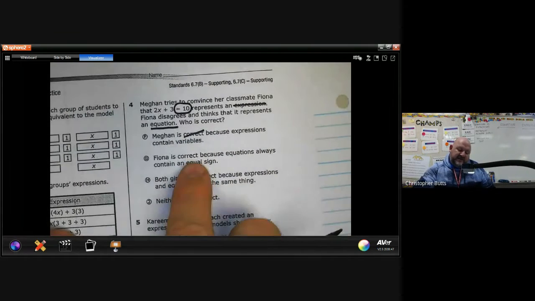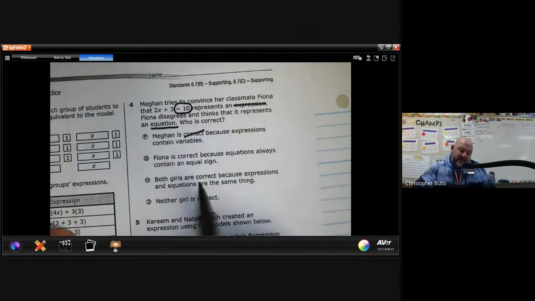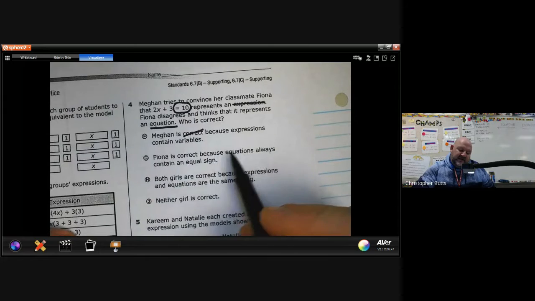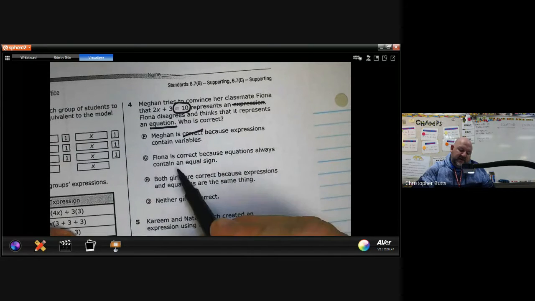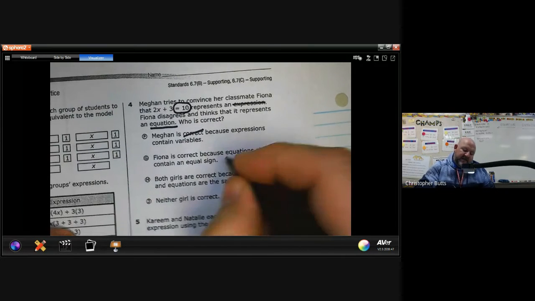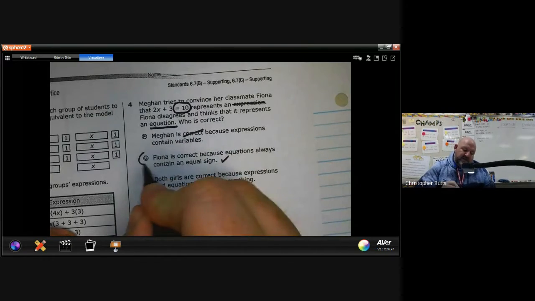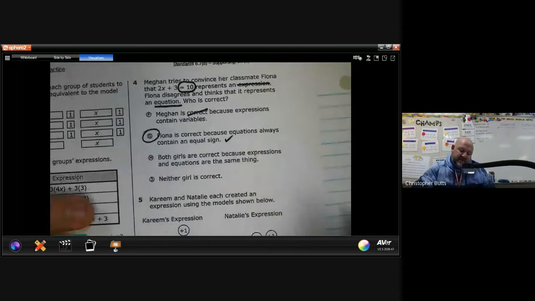We know that's true. Fiona says that it's an equation, so we know that Fiona is correct. But let's look at her reasoning. Her reasoning says because equations always contain an equal sign. That's true. That's what we've learned. Okay, so G is probably what we want. Let's continue to make sure.